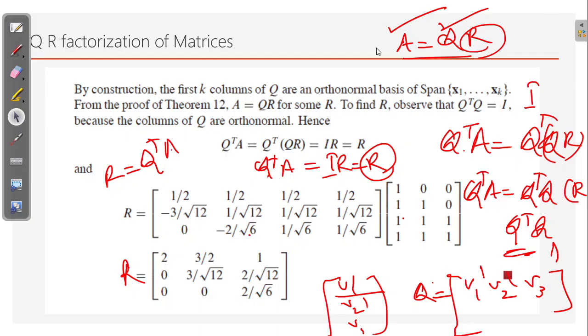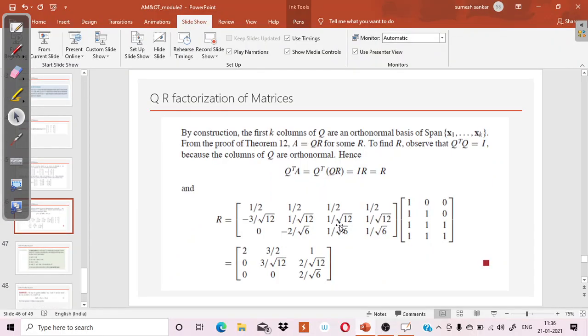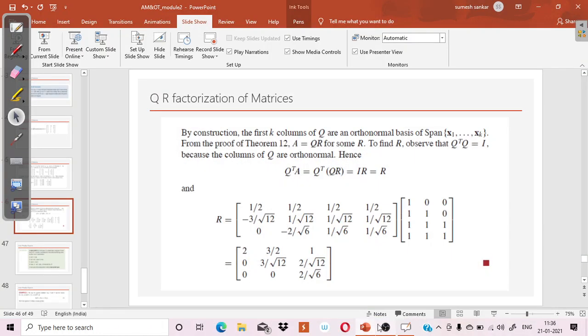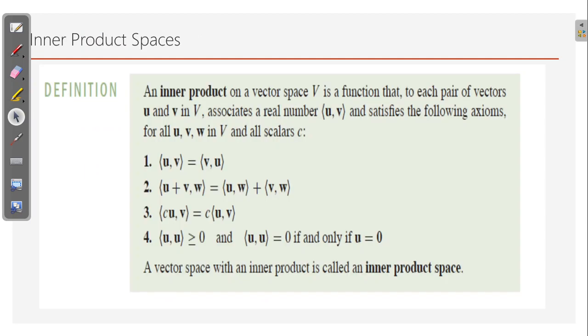Now we have the definition of inner product space. The next important topic of module 2 is inner product spaces. The definition of inner product space is like this.